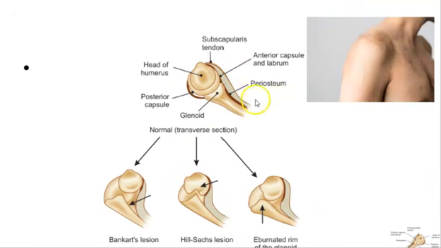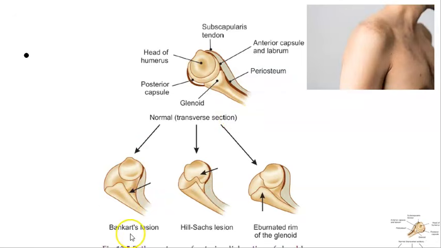Okay. Look at this. We are looking at the head of the humerus, but not the remaining part, it looks like. Here you have the posterior capsule. Here you have the anterior. This is the glenoid cavity, it looks like. And here on top you have the subscapularis tendon. Subscapularis. And this is the periosteum. What bone is this? Glenoid. Glenoid means scapula.